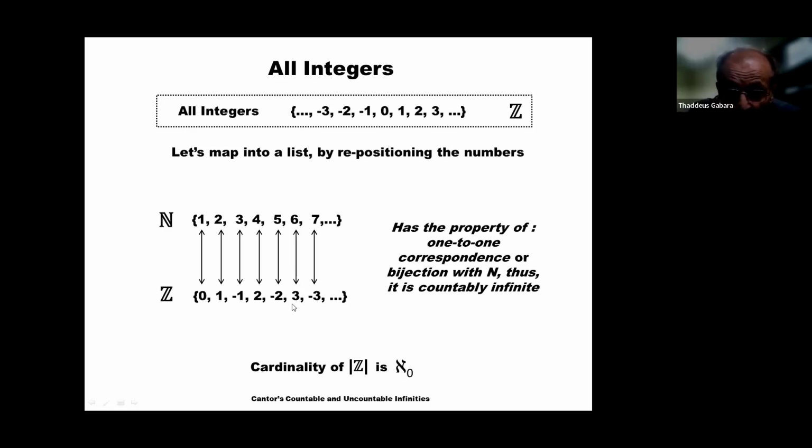This has the one-to-one correspondence. It has the bijection with N. It's countably infinite. The cardinality of all the integers Z is also Aleph null. So it's the size, as Cantor would call it, Aleph null.